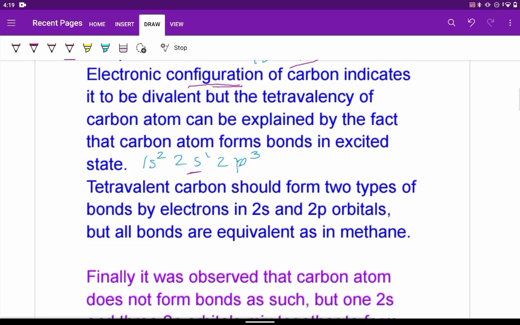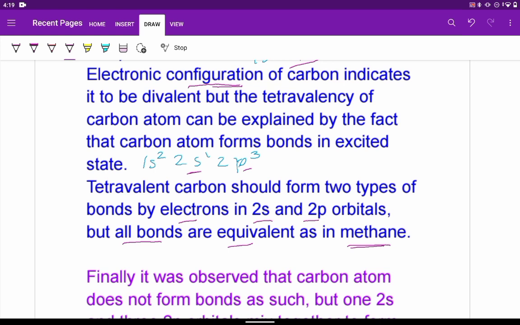But here we see there is a probability that tetravalent carbon should form two types of bonds, because s orbital is half filled, p orbital is also half filled. But we know that the shape and orientation of s and p orbitals are totally different. So it should form two types of bonds by using the electrons in the 2s and 2p orbitals. But if we study the structure of methane, CH4, where carbon is bonded to 4 hydrogen atoms, we find that all the bonds are equivalent.